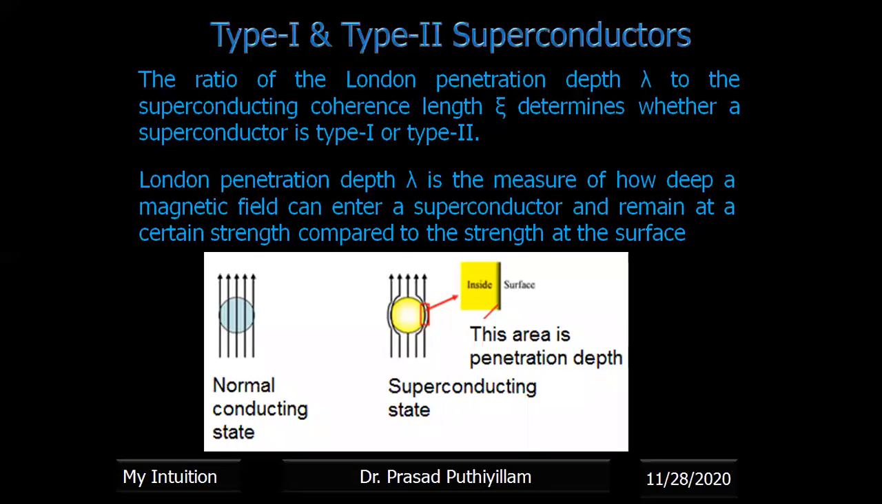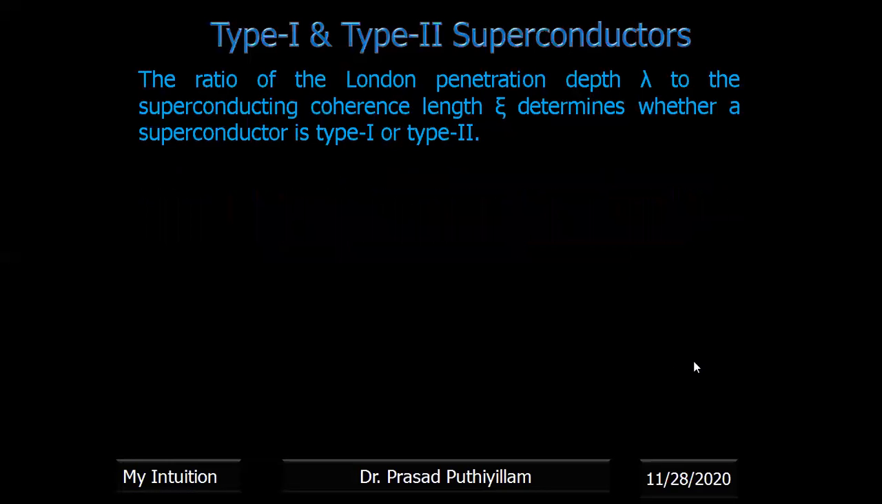If we represent it schematically, in the case of normal conductors the field penetrates, whereas in the case of superconductors the field is not penetrating as such, but a little bit of penetration may be possible inside the surface. The distance to which the magnetic field penetrates into the superconductor is known as the penetration depth.